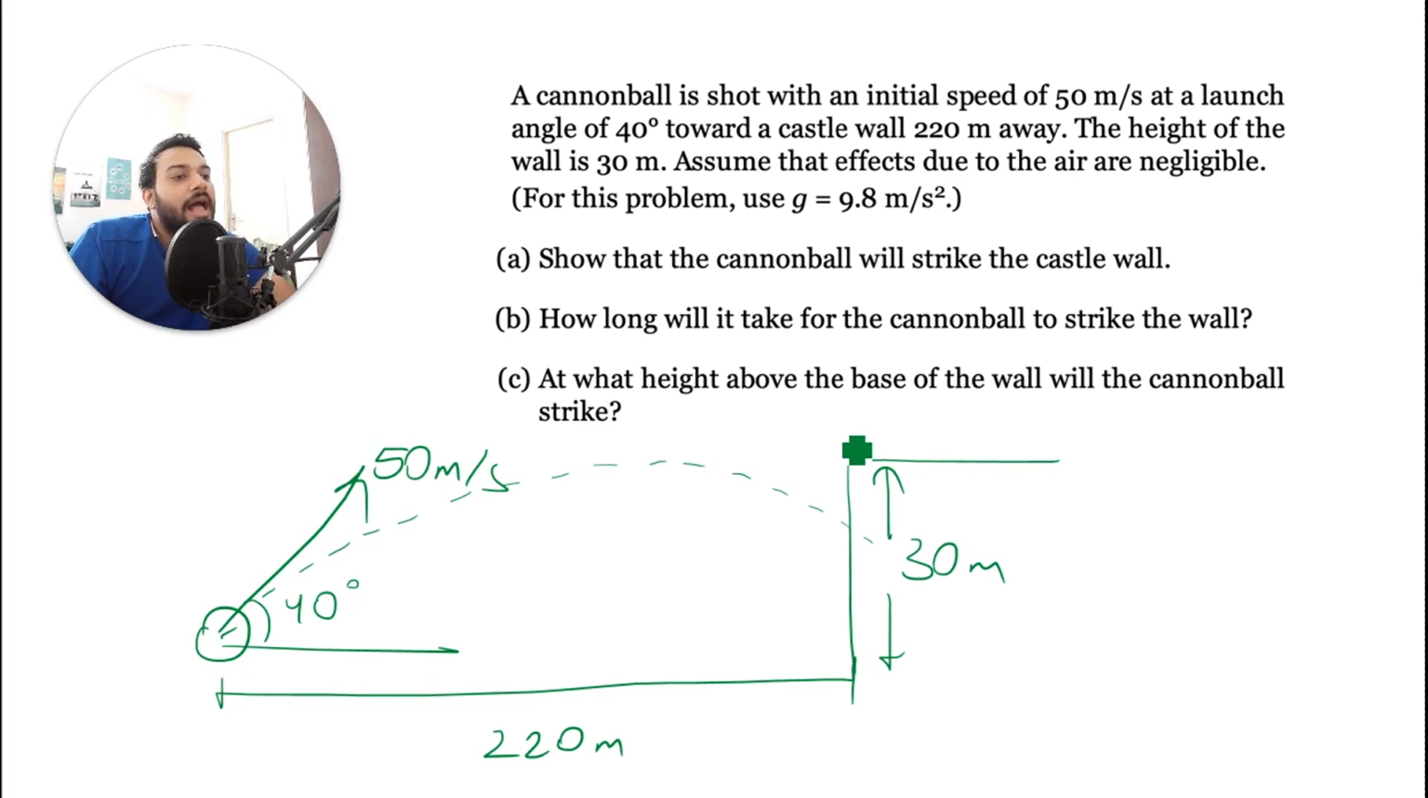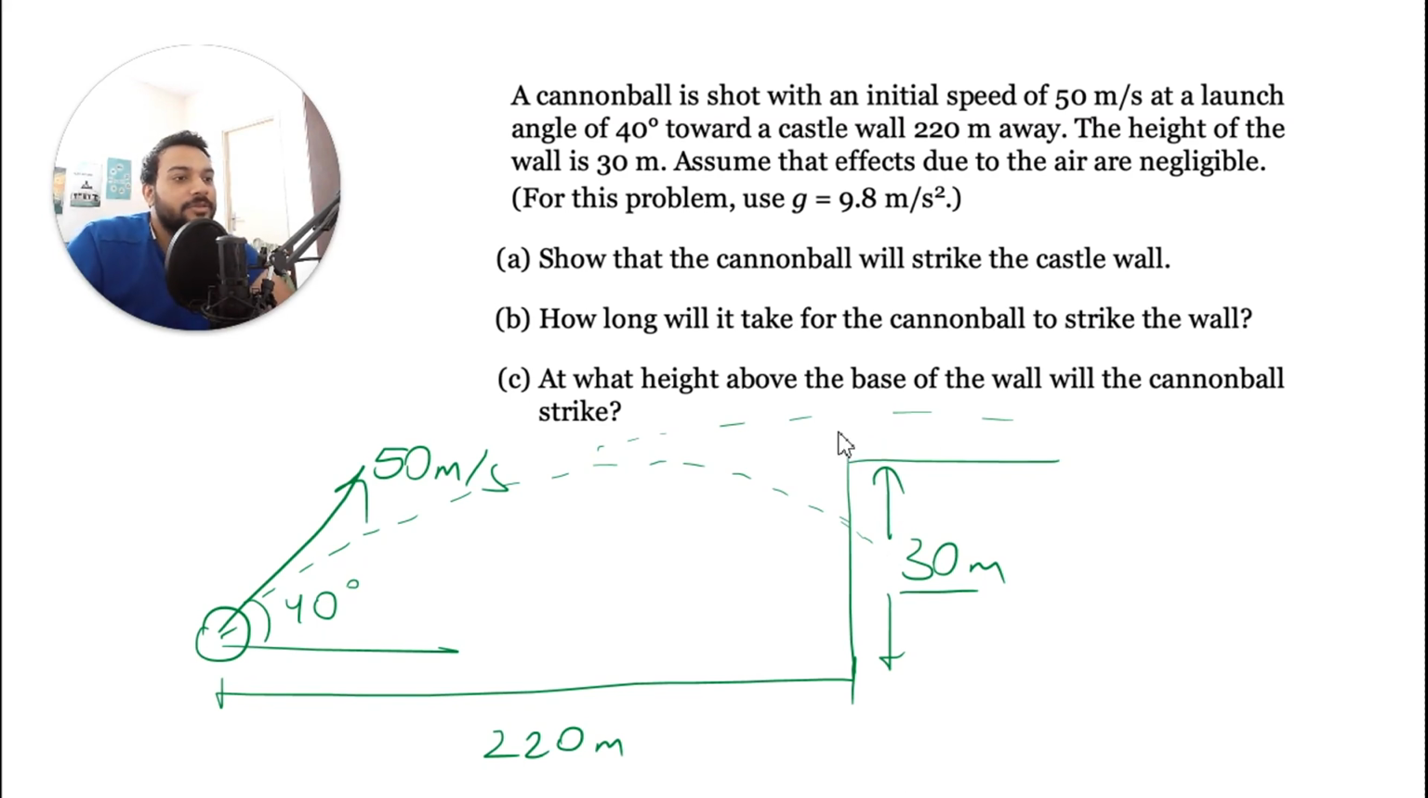That means after having traveled 220 meters in the horizontal direction, the cannonball's vertical displacement must be less than or equal to 30 meters. Then only it'll come and strike the wall. Otherwise, it'll go beyond the wall. It'll scale the wall. So the vertical displacement must be less than or equal to 30 meters. Let's see how we're going to try this.